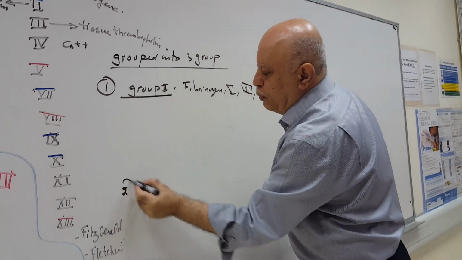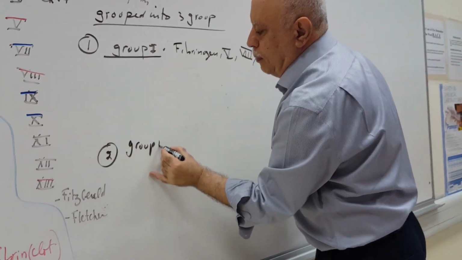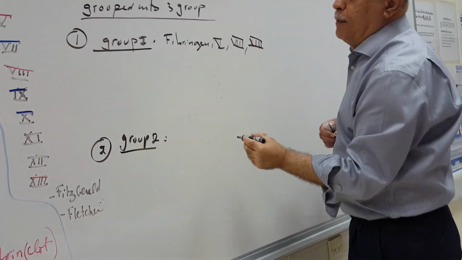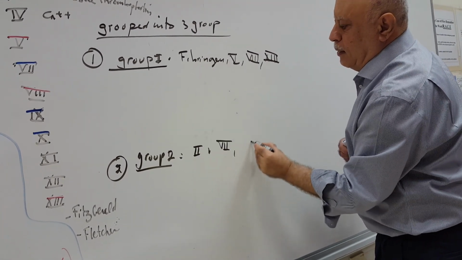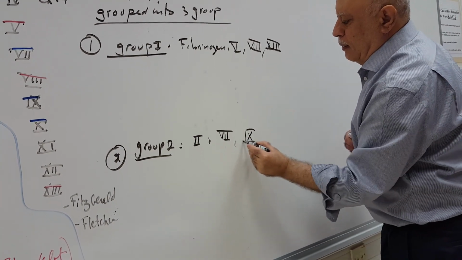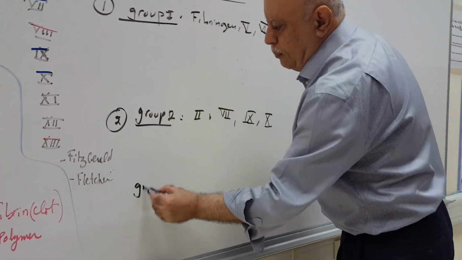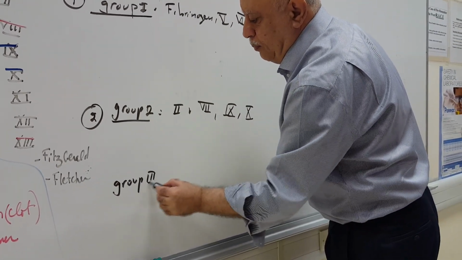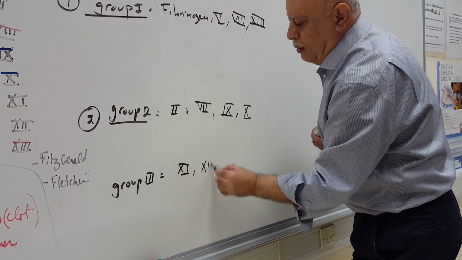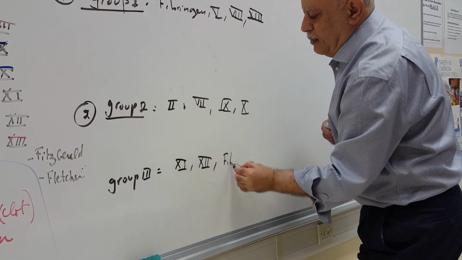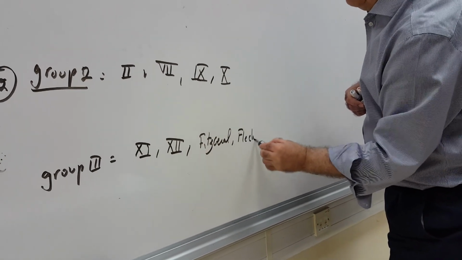Group 2, or the prothrombin group, is made of factors 2, of course, 7, 9, and 10. And we have group 3, made of factors 11, 12, Fitzgerald, and Fletcher.